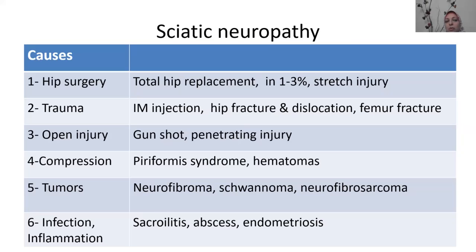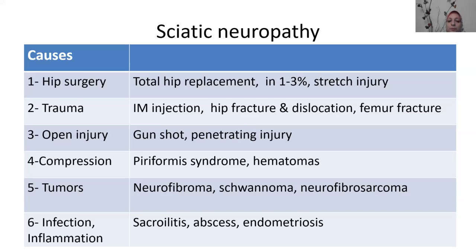Trauma, like a wrongly placed intramuscular injection or repeated injections, may lead to fibrosis and trauma to the nerve. Also, hip fracture and posterior dislocation of the hip may injure the nerve, and femur fracture and dislocation may also predispose to sciatic neuropathy. Open injury, like gunshot or penetrating injury, can cause sciatic neuropathy.